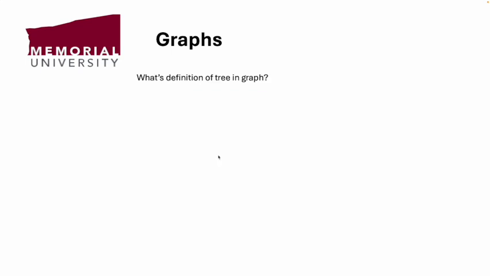So we had a definition before regarding a tree, but let's bring the definition of a tree into the graph. Okay, what type of graph is a tree? Okay, so a tree is a connected acyclic undirected graph. Okay, so this is the definition of the tree in the graph.